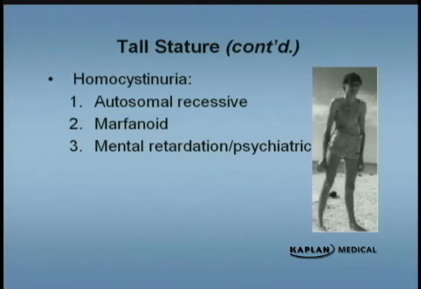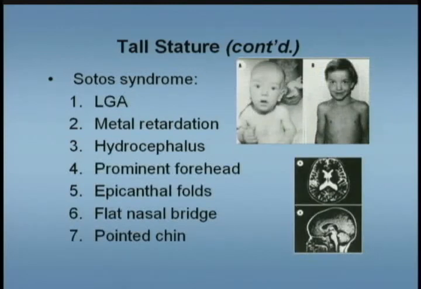Here's one of the causes of tall stature, homocystinuria. This is an autosomal recessive disease. Remember, they do like to ask the genetics of things, or what are the odds of having another affected child. They look Marfanoid, like Marfan syndrome, which we've already discussed. But unlike Marfan syndrome, these patients will have mental retardation and some psychiatric problems. This is homocystinuria, a very rare disease.